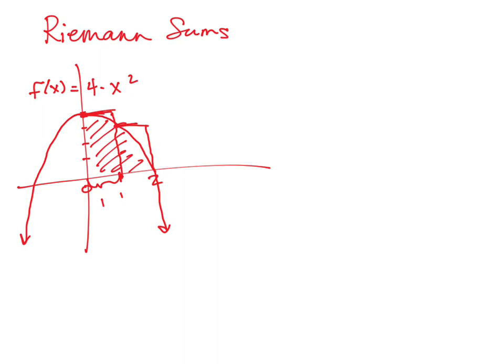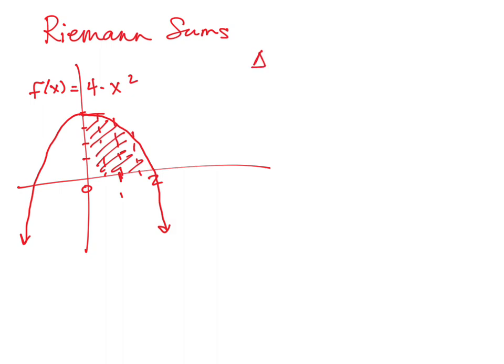But what if I had done 4 rectangles? How would you know how wide they are? Dividing 2 by 4. What if I made 16 rectangles? 2 divided by 16. Okay, so let's come up with a formula for the width.